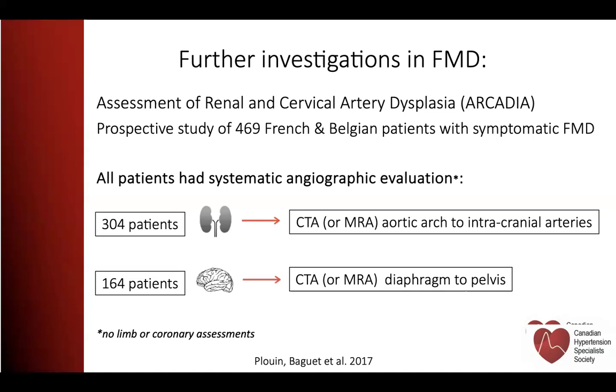I'll introduce now the Arcadia trial, which was a prospective study of 469 patients in France and Belgium who all had symptomatic fibromuscular dysplasia. In this study, all patients had systematic angiographic evaluation. There were 304 patients who had kidney FMD, and all of those patients had imaging of their head and neck arteries. And in the 164 patients who had cerebrovascular FMD, they all had imaging of their diaphragm to pelvis to include the renal arteries.